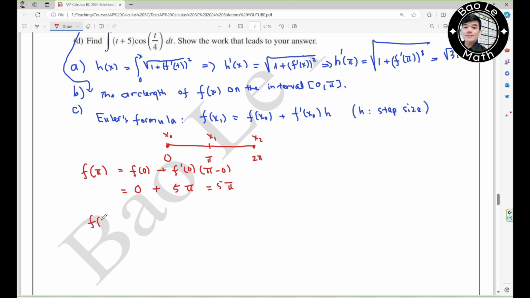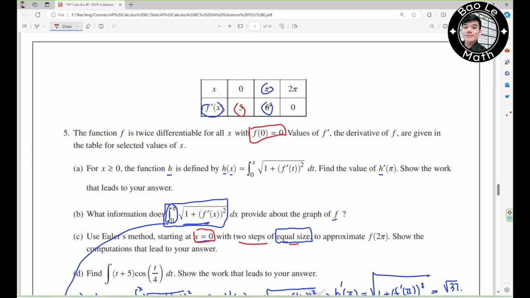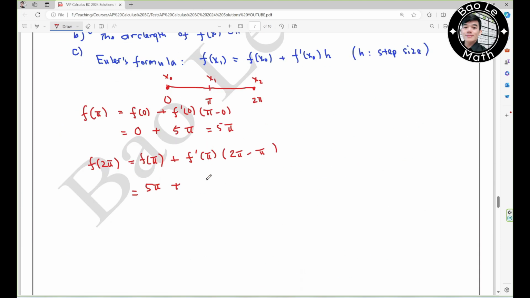Now f of 2 pi is going to be f of pi plus f prime of pi times 2 pi minus pi. Substitute f of pi, which is 5 pi right here, plus f prime of pi, which is on the table right here, going to be 6. 2 pi minus pi is going to be pi. And then you add them up, it's going to be 11 pi. And this is the answer for question C.